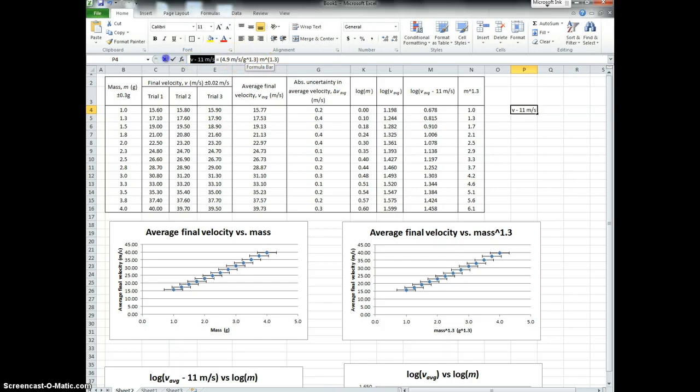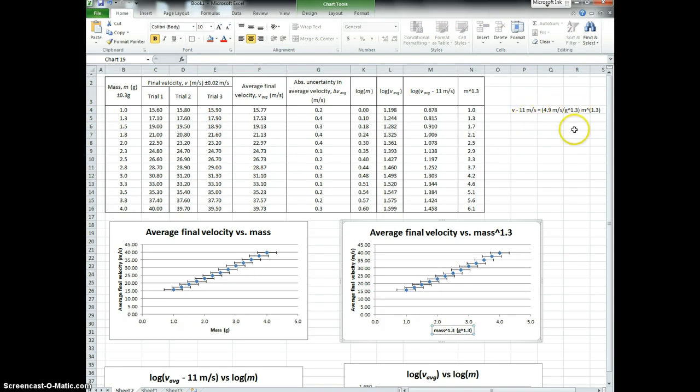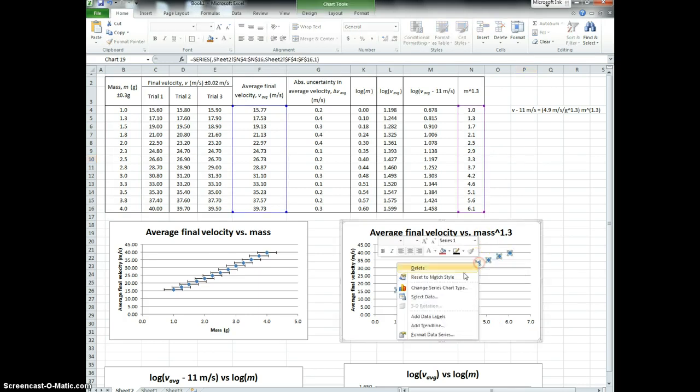And again, I said this is the left side of the equation, has units of meters per second. And then I'm dividing left and right by grams to the 1.3. And the units of k, 4.9, are meters per second per gram to the 1.3. So you want to go ahead and add in your appropriate units there. Now, the final thing then is this graph. So I'm going to take away error bars for now. We'll have to add them in again later. And instead of m, it's this. And I add a trend line to confirm.